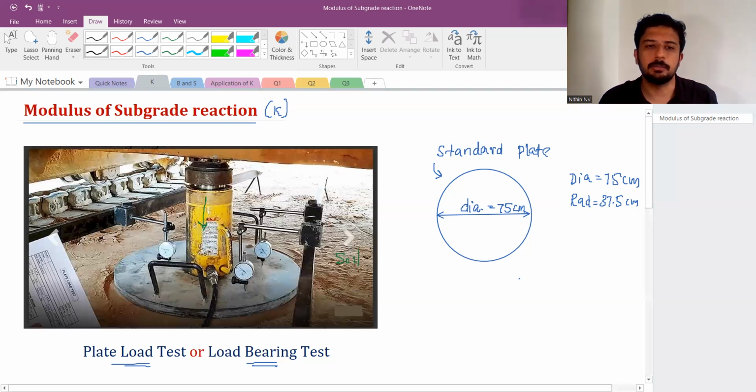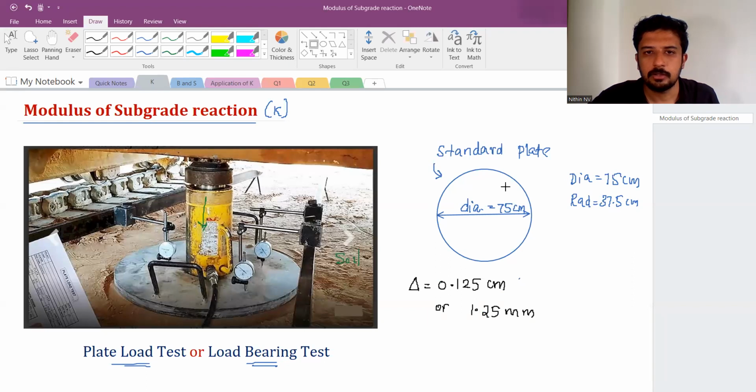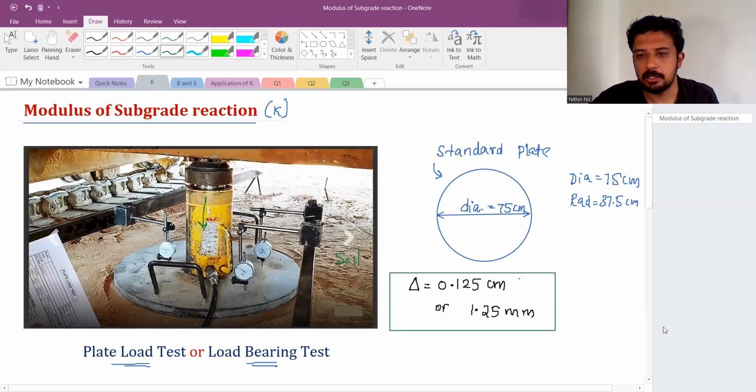Now, that deflection also will be measured in this dial gauge reading. Too many dial gauges we are having. So, load and deflection. These two are the things that we are going to measure. Now, corresponding to a deflection of, I can just use the symbol delta, corresponding to a deflection of 0.125 centimeter, or I can say corresponding to a deflection of 1.25 millimeter. This is a very important point. You need to note down. So one is the diameter. Second thing is the deflection.